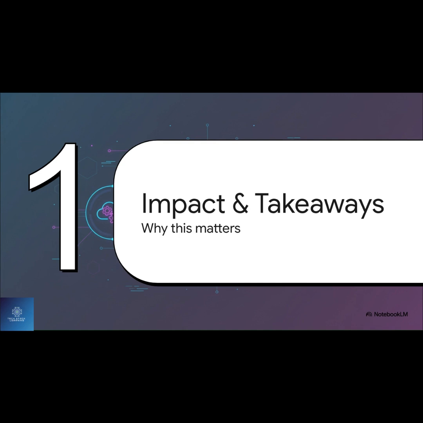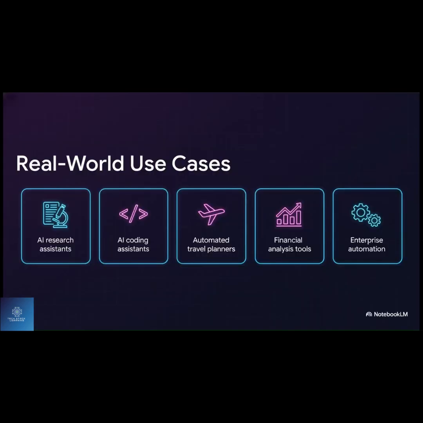But this isn't just about making a calculator work. Let's zoom out for a second and talk about why this is such a huge deal in the real world. I mean, this technology is already out there doing some incredible things. We're talking about AI research assistants that can browse the web and summarize papers for you, coding assistants that don't just suggest code, but can actually run it, automated travel planners that can check flight prices and book hotels, financial tools that analyze live market data. The potential here is just massive.